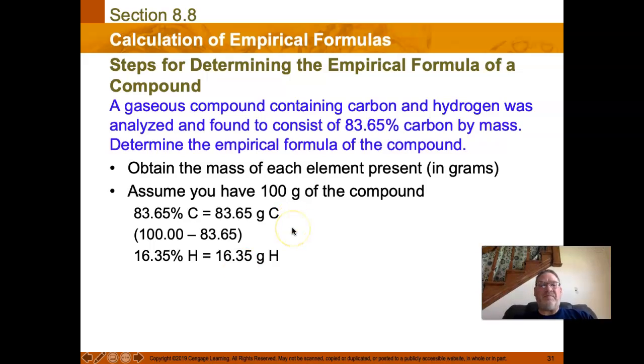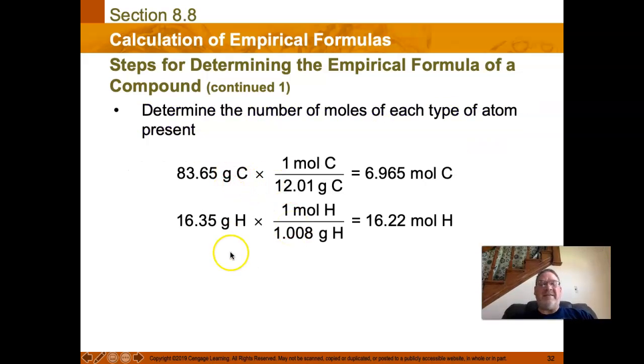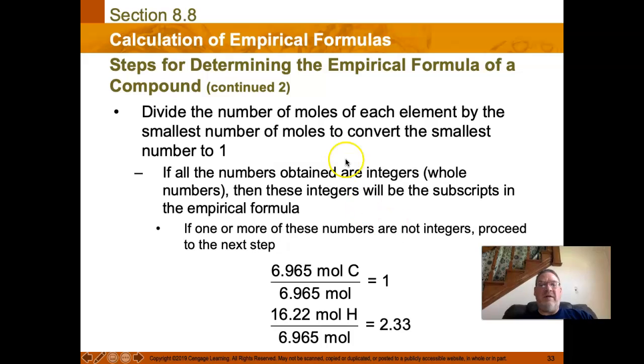The next step, we're going to take each of those gram amounts and convert them to moles. Again, we've seen this calculation. The molar mass comes from our periodic table. Now that we have a mole amount, look at what it says: divide the number of moles for each element by the smallest number. So again, compare our two mole amounts here. We had 6.965 and 16.22. So we're going to divide each of these by the 6.965, and that gives us our number.